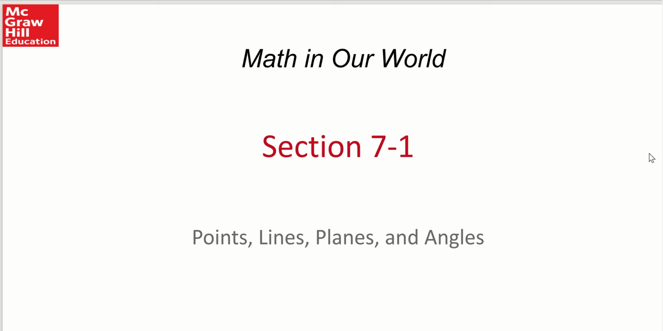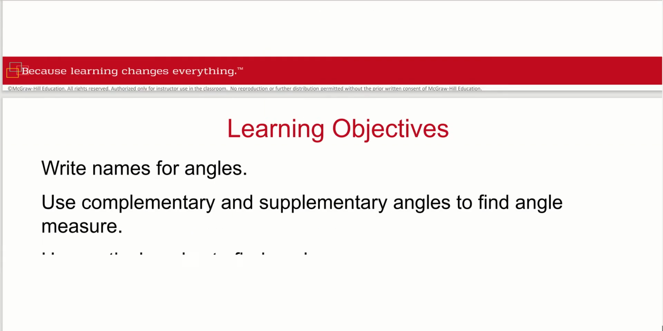Hi everyone. In chapter 7, we're going to now begin our lesson on geometry, starting with section 7.1, which is about points, lines, planes, and angles. A lot of this will just be really important definitions, but there are certainly a few key relationships and quantities that we're going to want to know as we go through this section.